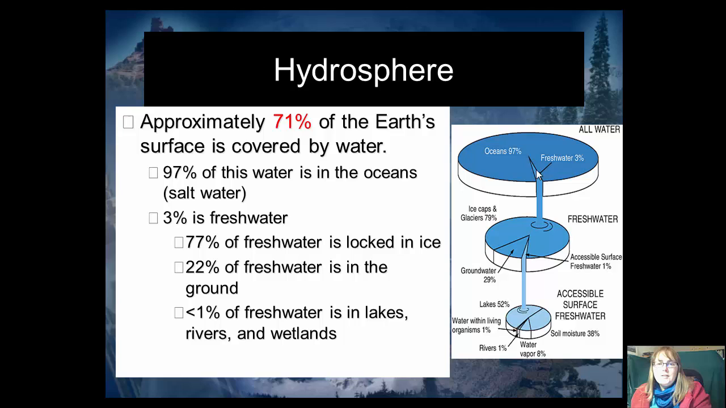Most of our water is actually ocean water, so 97% of the water on Earth is saline. About 3% of that is actually fresh water. And of that fresh water, only a small amount is accessible for us to use. And unfortunately, much of this water is also being polluted. When we talk more about the hydrosphere or about water resources, we'll learn more about this pollution in water.